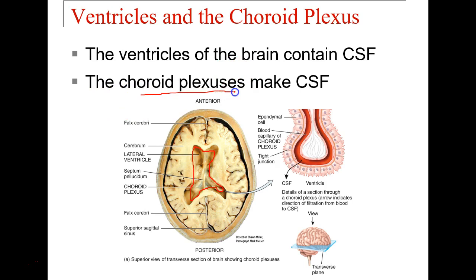This is where we will see the choroid plexus, which is going to be blood vessels, and they are surrounded by ependymal cells. These ependymal cells will filter the blood to create the CSF.